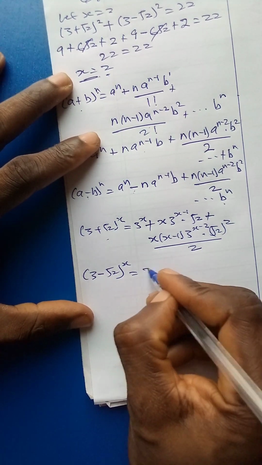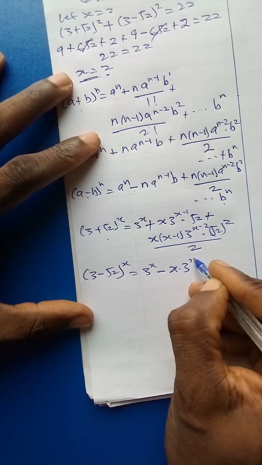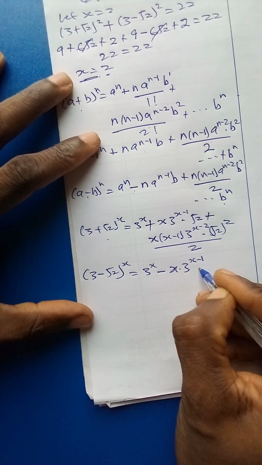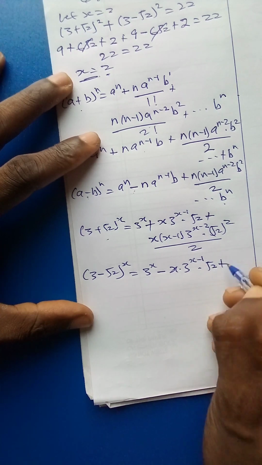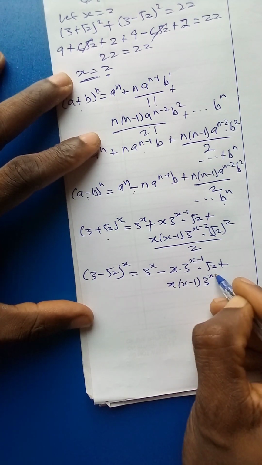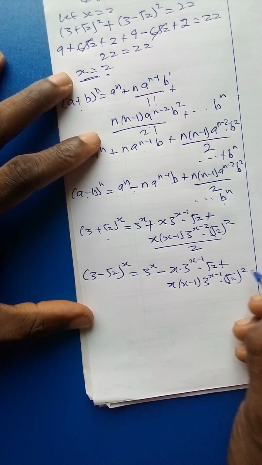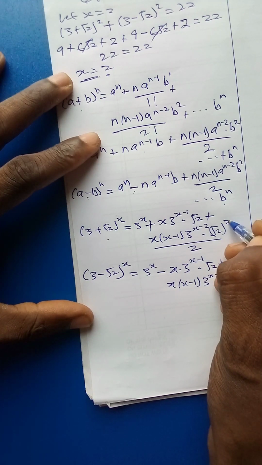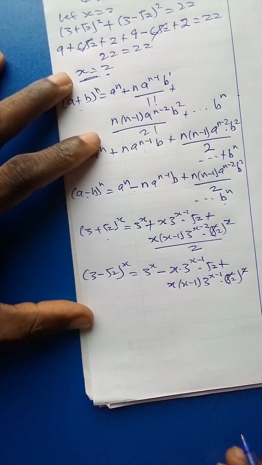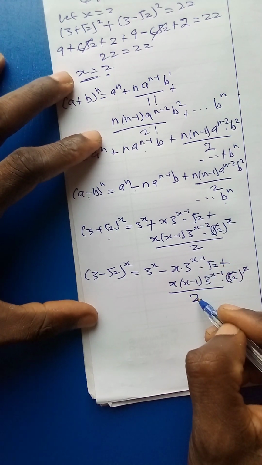It will expand into 3 to power x minus x times 3 to power x minus 1 times root 2, plus x times x minus 1, 3 to power x minus 1 times root 2 to power 2. Now, this and this will cancel out, and this and this will cancel out. All over 2. Let us remember that we are dividing by 2.